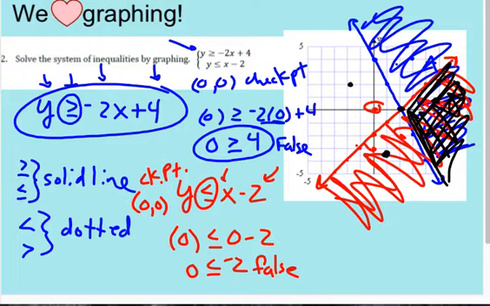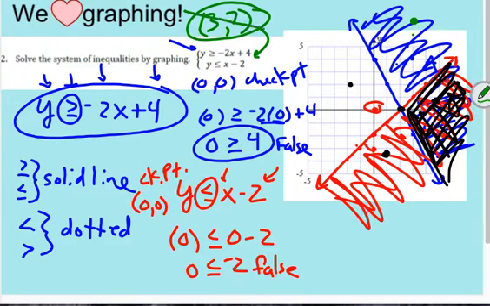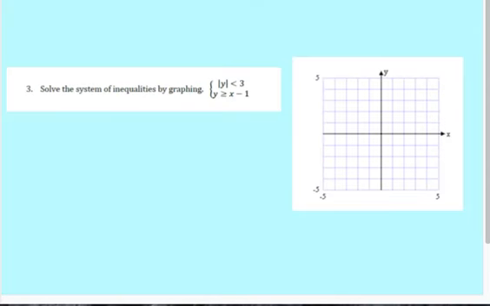So if I asked you, is the point 3, 7 a solution for this system? Well, I'd go over 1, 2, 3, and then up 1, 2, 3, 4, 5, 6, 7 is right about here. Is that in the double shaded area? No. So that's not a solution for our system. Let's try another one here. Okay, this is a good one.